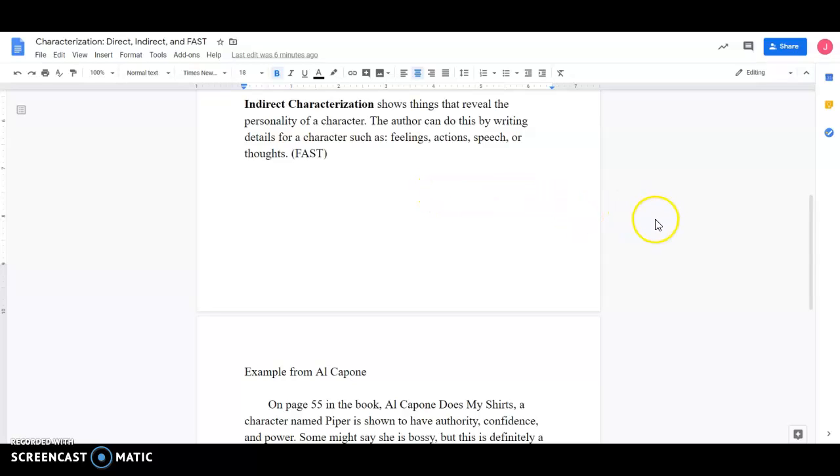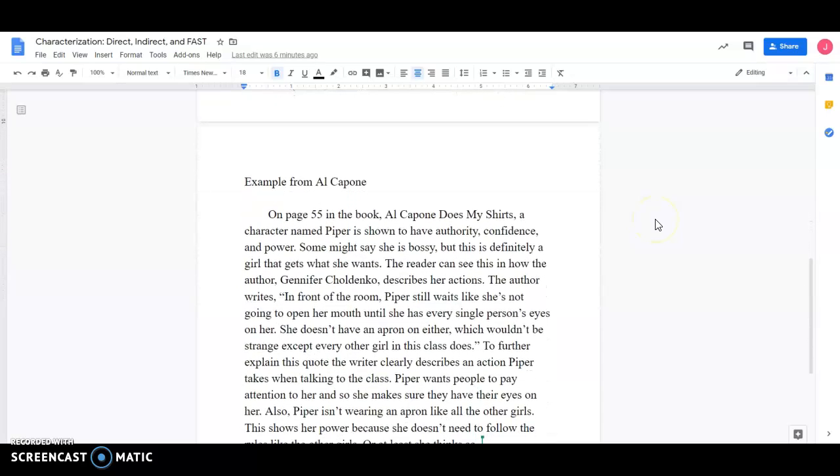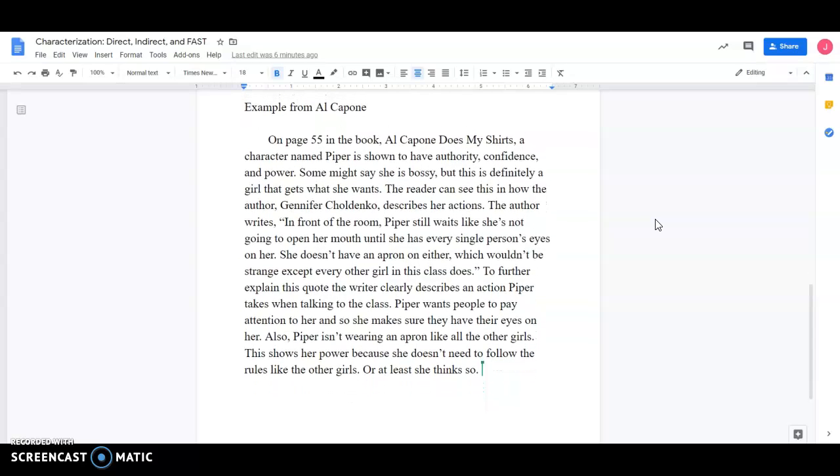Now, I picked an example from a book that we read earlier this year so that you guys are familiar with it. So this is an example from Al Capone. The character I did an example of was Piper. Remember Piper, our favorite character? On page 55 in the book, Al Capone Does My Shirts, a character named Piper is shown to have authority, confidence, and power. She's powerful. She really is. Some might say she is bossy, but this is definitely a girl that gets what she wants.